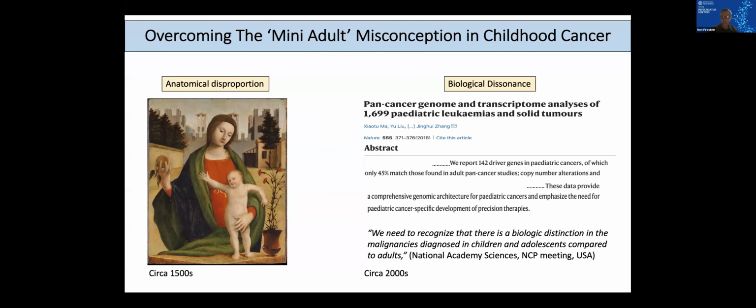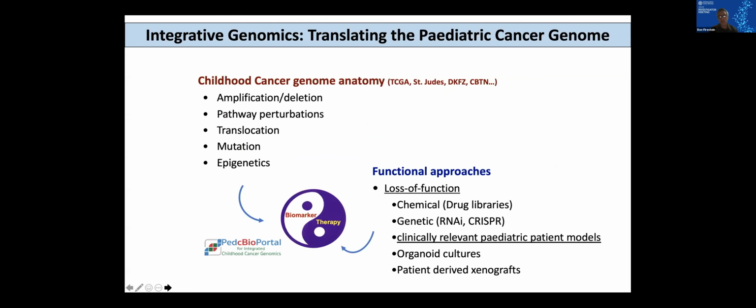This statement coming out in the past few years from the National Academy of Science really highlights that we need to recognize that children's cancer, particularly children's brain cancer, is a distinct biological entity and harbors unique genetic alterations. And the way that our group approaches childhood brain cancer is really through an integrative genomic approach.